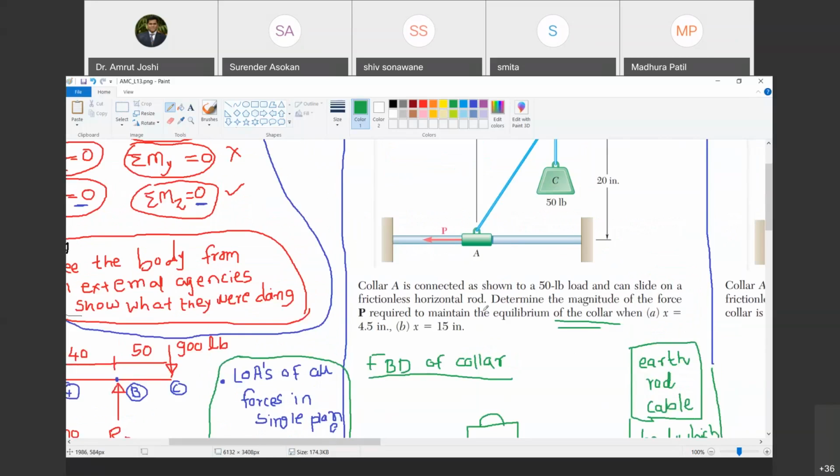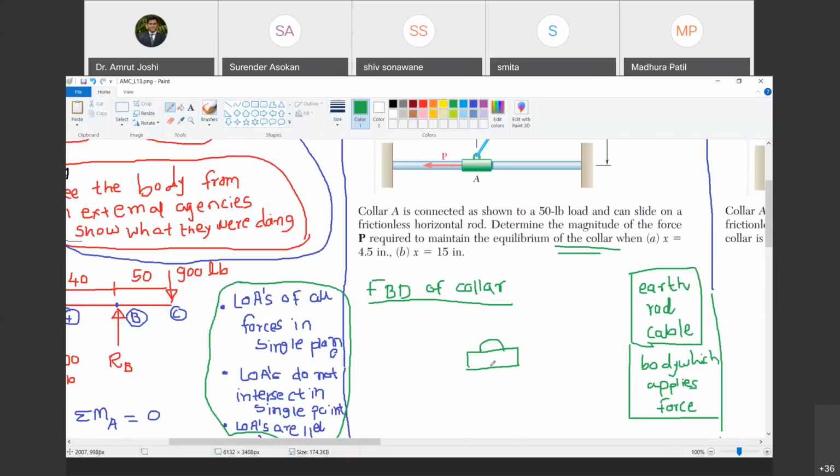But still, I am going to show this self weight, as this is the first problem, or as it is one of the introductory problems. So whose is this? Self weight of the collar. I will call it WC. Do you agree with me? Yes, sir. Weight of the collar. That is the action taken by Earth on the collar. What is the action taken by rod on the collar?